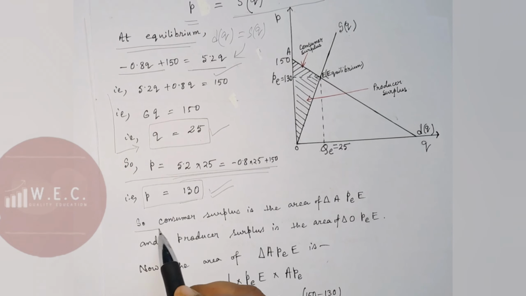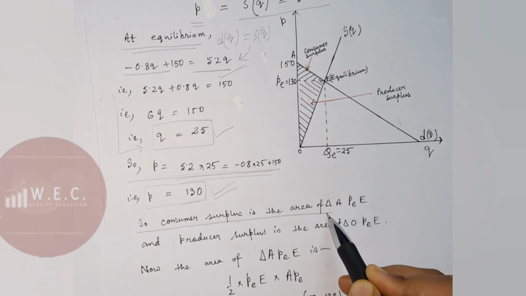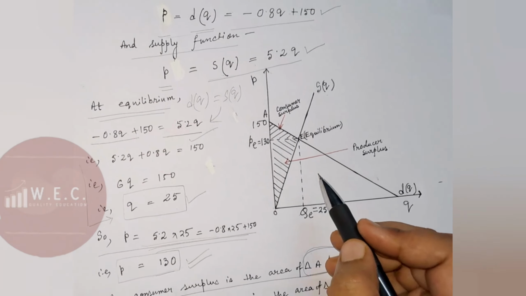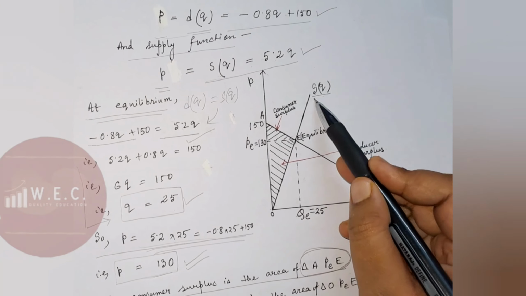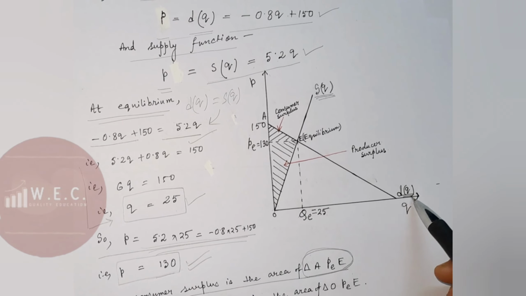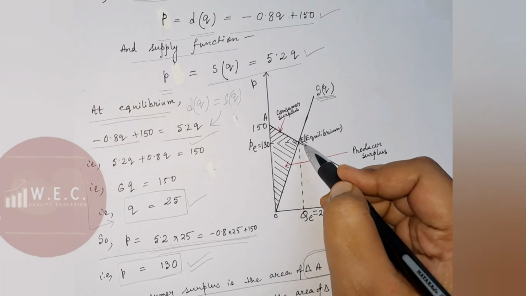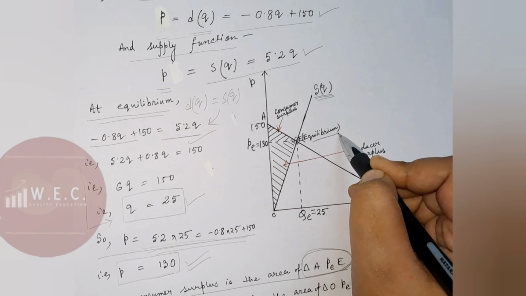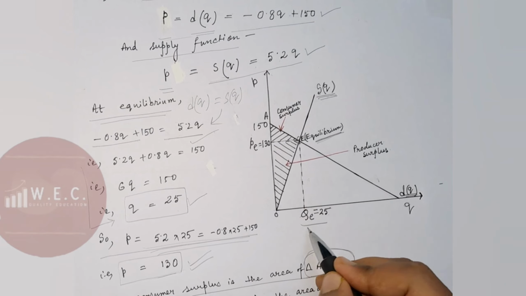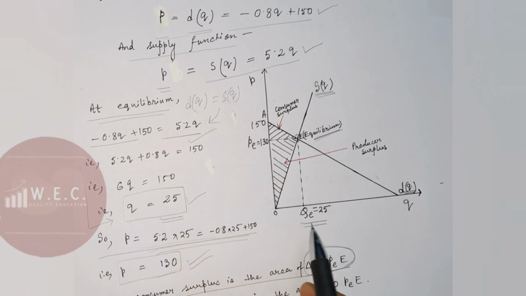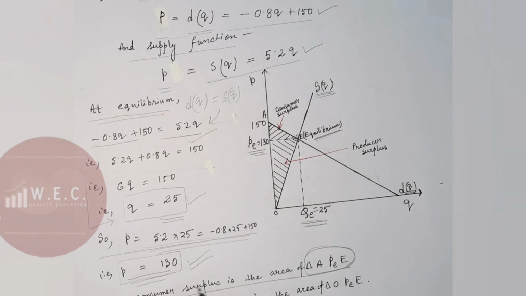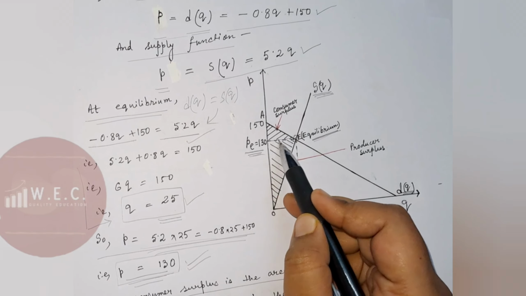So consumer surplus is the area bounded by the equilibrium price and demand curve, that is the triangle APEE. Please see the diagram. This is the supply function and this is the demand function. I have drawn these two lines according to the equation given here, and the intersection point, that is E, is the equilibrium. Corresponding to the equilibrium point, you can see equilibrium price is 130 rupees and equilibrium quantity is 25 units.